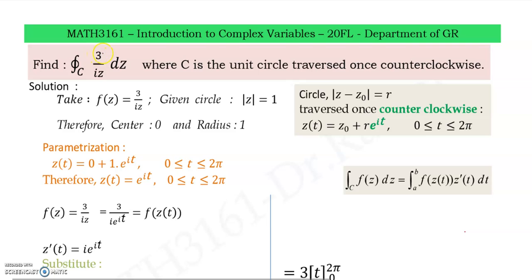Now, the integral of 3 over i z dz, this we have to calculate. What is C? C is a unit circle traversed once counterclockwise. Now, we already know that we have seen in slide 3.